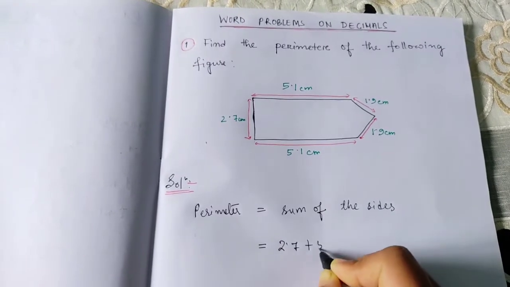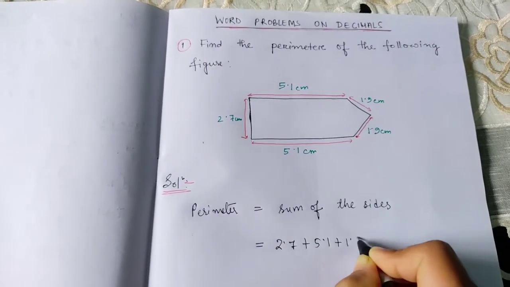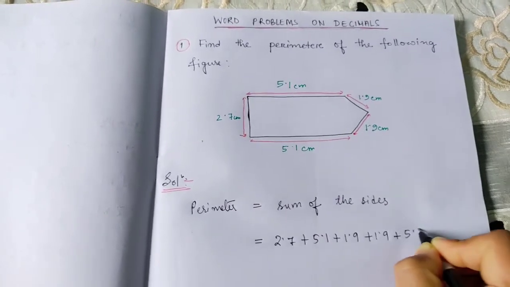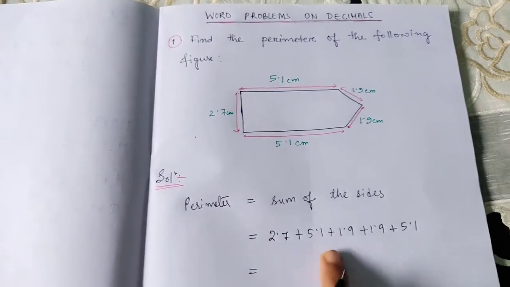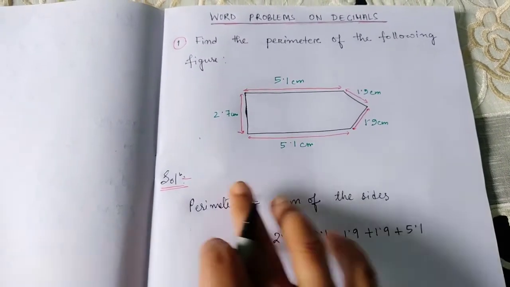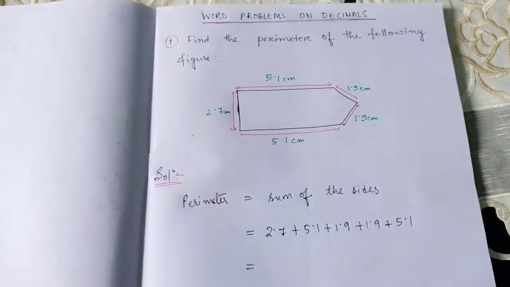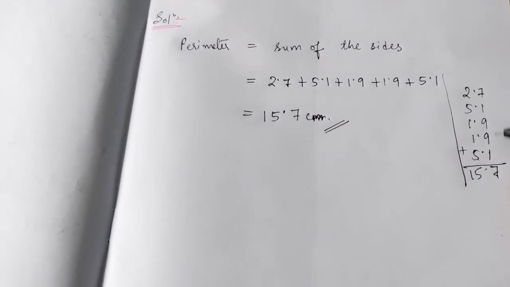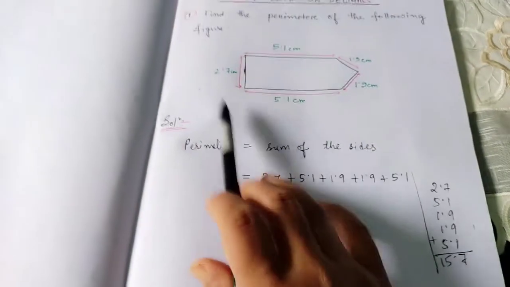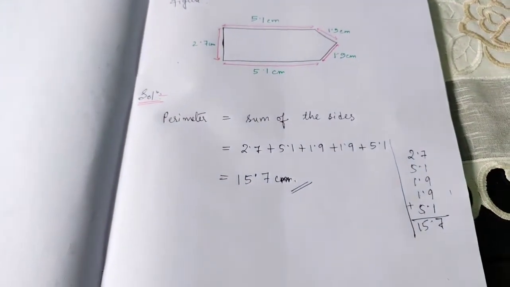2.7 plus 5.1 plus 1.9 plus 1.9 plus 5.1. We will add all these numbers and we will get the total perimeter of this given figure. When we do the sum we get 15.7. So the perimeter of the given figure is 15.7.